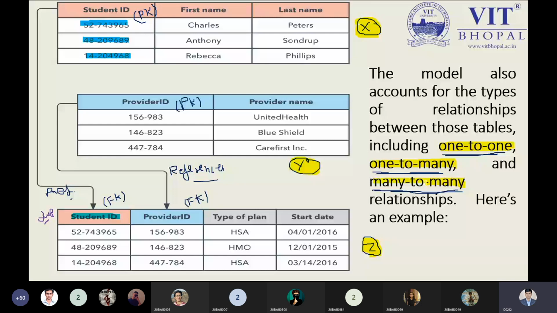Okay, so is this diagram clear, or do you have any doubt? Whatever we have discussed, this is the summarized part. Just tell me right now, any doubt? No, sir. Okay.